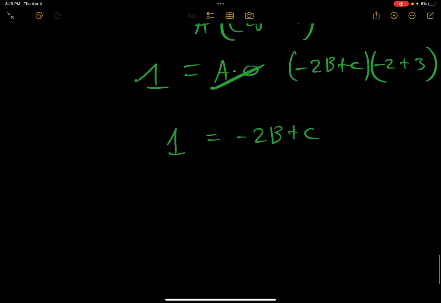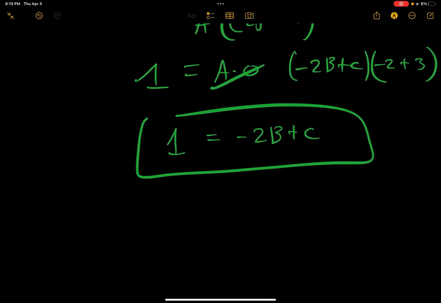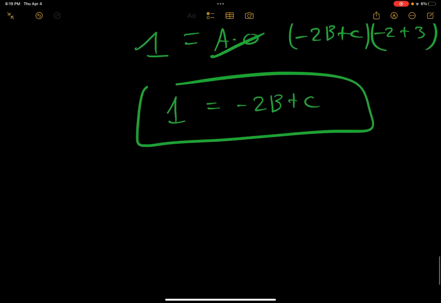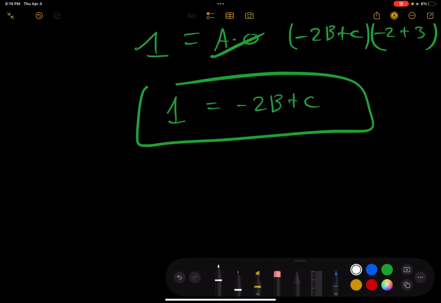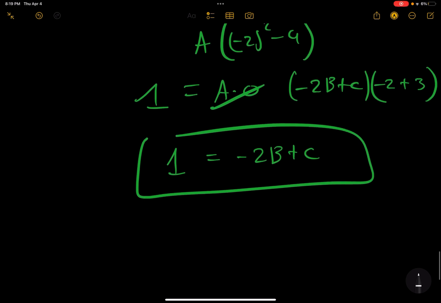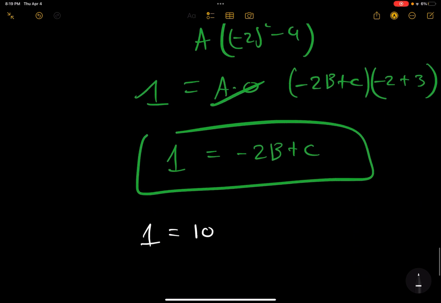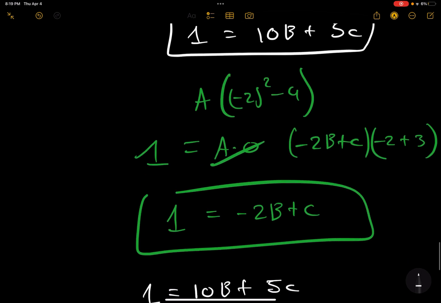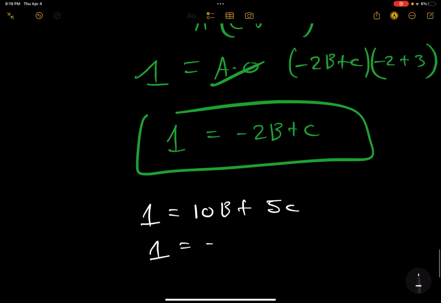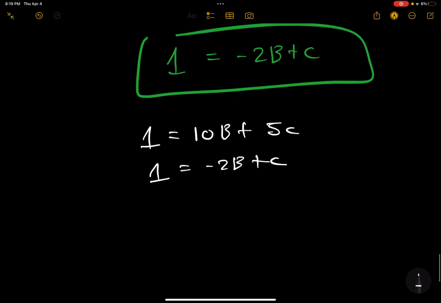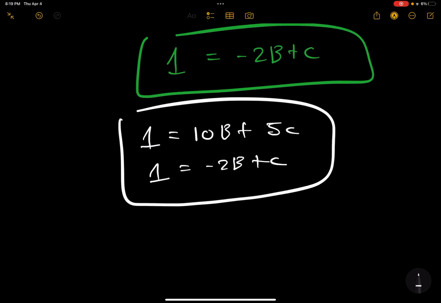And now that we have these two values without a, it is a simultaneous equation. So now we can just do 1 equals 10b plus 5c, and then 1 equals minus 2b plus c. And as we know, this is pretty straightforward because we can literally substitute the 1. We can substitute this into here, and then boom, we figured it out. So that's how it would work.